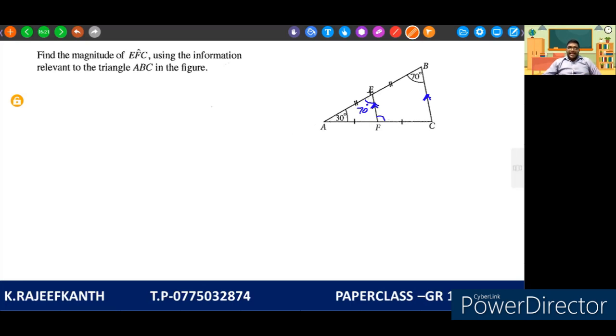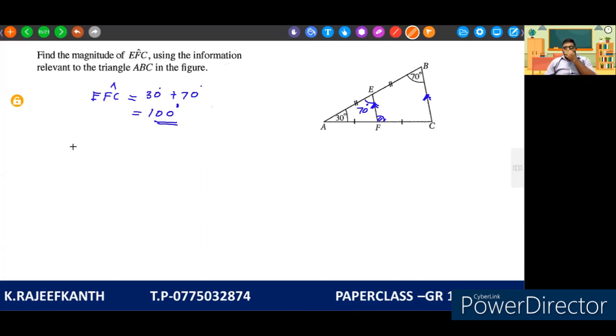Now consider this triangle AEF. Here this is an exterior angle of this triangle, so we can write EFC. The exterior angle is equal to the sum of the interior opposite angles. These two are the interior opposite angles of this exterior angle. So if we add these 30 and 70, we can find the exterior angle, which is 100 degrees.